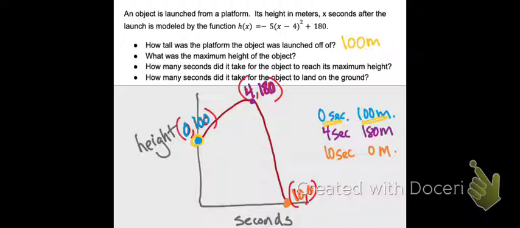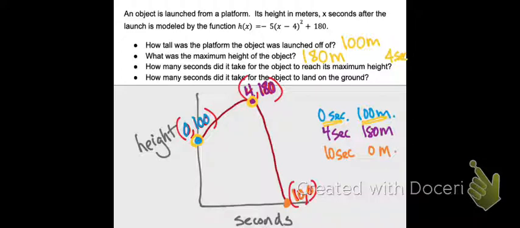What is the maximum height of the object? How high did it go? Well, this point right here is telling us at 4 seconds you were 180 meters off the ground. So the maximum height was 180 meters. And then how many seconds did it take it to reach its maximum height? 4 seconds. 4 seconds, you were 180 meters.